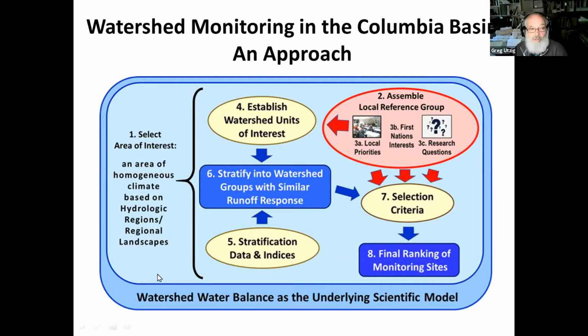First of all, is to pick out an area of interest, and Martin talked about that a bit when talking about regional landscapes. One of the main variables in how watersheds work, of course, is the inputs, and the climate is very important in that it also determines the seasonality of the outflows. So we want to pick an area of interest that's reasonably homogeneous in terms of climate. Secondly, we want to assemble our local reference group, which includes people who live in the area, who know the area and have particular concerns.